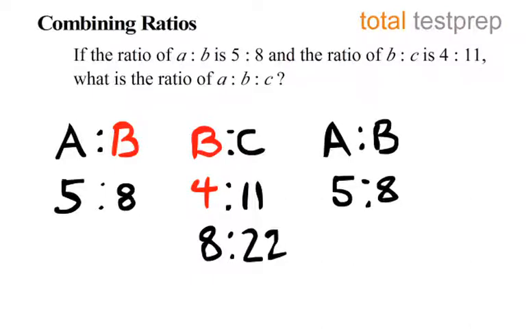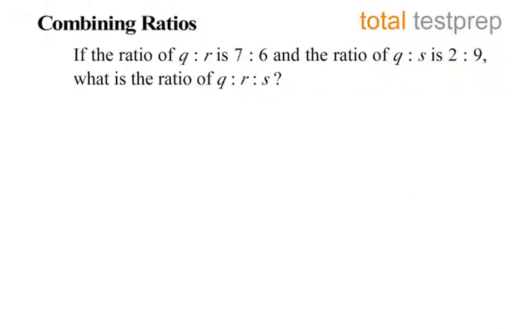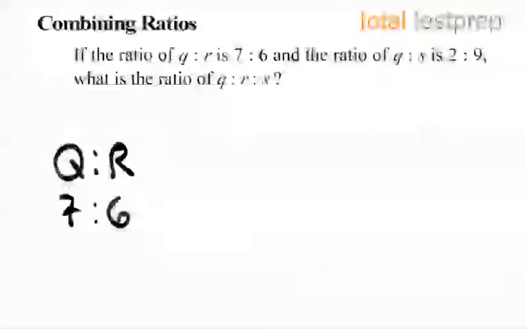So since we know that the ratio of a to b is 5 to 8, and that b to c is 8 to 22, we can combine those three to get 5 to 8 to 22. Let's do it one more time. If the ratio of q to r is 7 to 6 and the ratio of q to s is 2 to 9, what is the ratio of q to r to s?